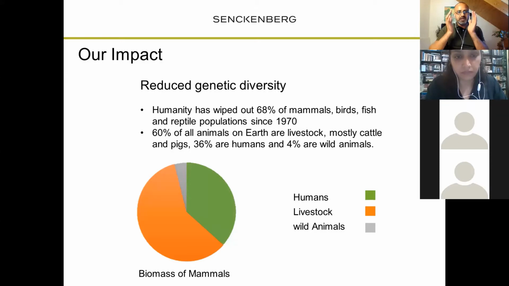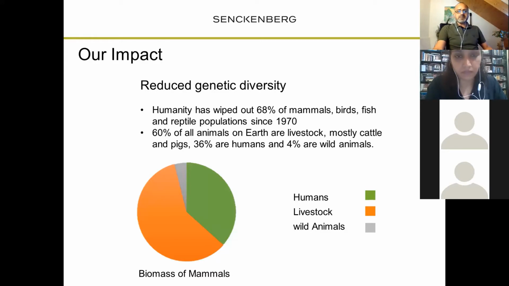So if there are fewer individuals and smaller populations, the overall diversity of that species would be affected. And we will see how this decrease in the overall diversity of a species or a population is already affecting our ecosystem.